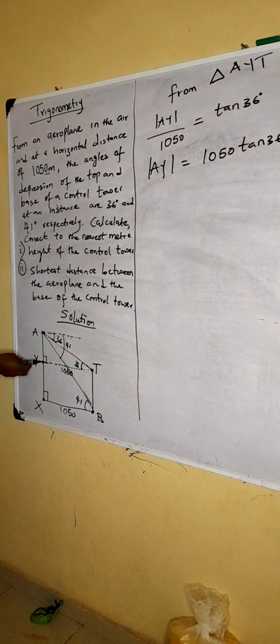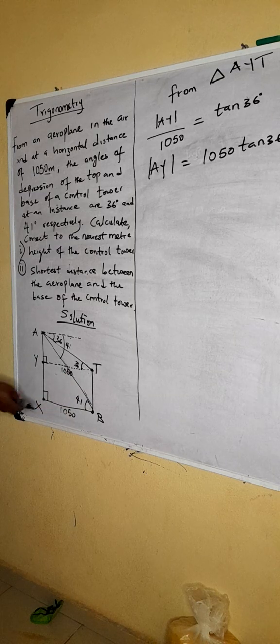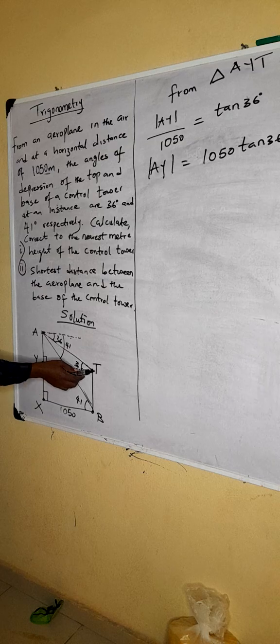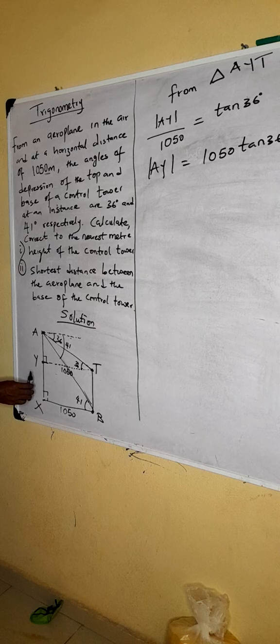Actually, getting this is not what I'm looking for. I'm looking for the height of the control tower, which is the first question. The height of the control tower is the distance from Y to X, which is the same as T to B, because opposite sides of a rectangle are equal. So if I get Y to X, I've already gotten the height of the control tower. So how do I get Y to X?